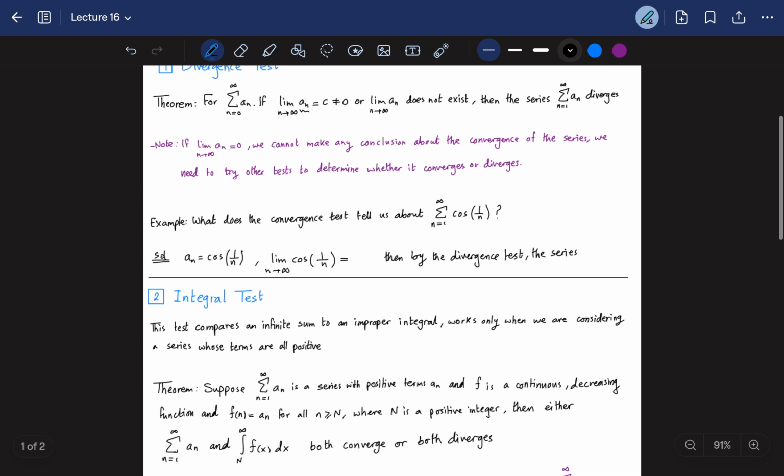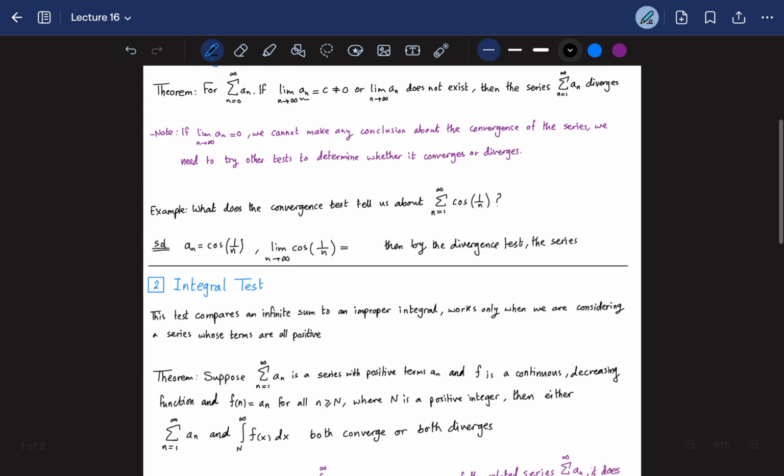Now, if the limit is equal to 0, we can't say anything about the divergence or convergence of the series. We have to use other tests to see whether our series diverges or converges. So if you evaluate the limit and you get a 0, you need to use other tests to identify whether your series converges or diverges.